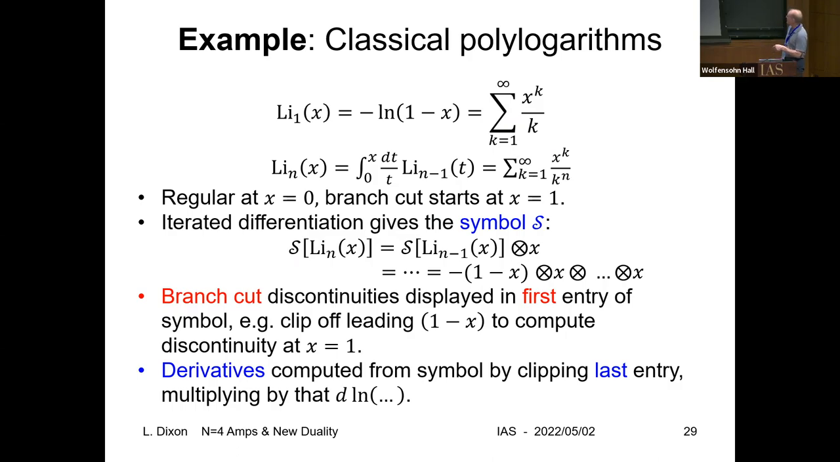And then at the end of the day, we hit a logarithm, Li1, which is log of 1 minus x. So this is the symbol of Li n of x. But you'll see that it has different properties in the front and the back. The front tells you where the branch cut discontinuities are. So when this thing goes to zero, that tells you there's a discontinuity at x equals 1, the singularities of that initial logarithm. Whereas the back is all about the derivatives, it tells you what's going on there. So there's a fundamental difference between the front and the back of the symbol.